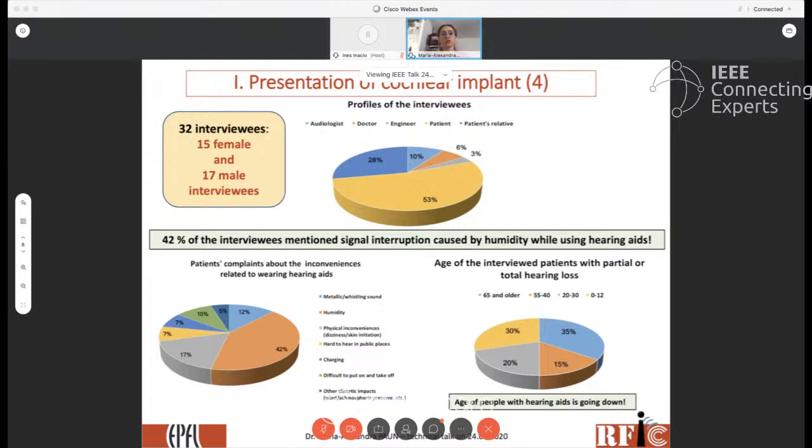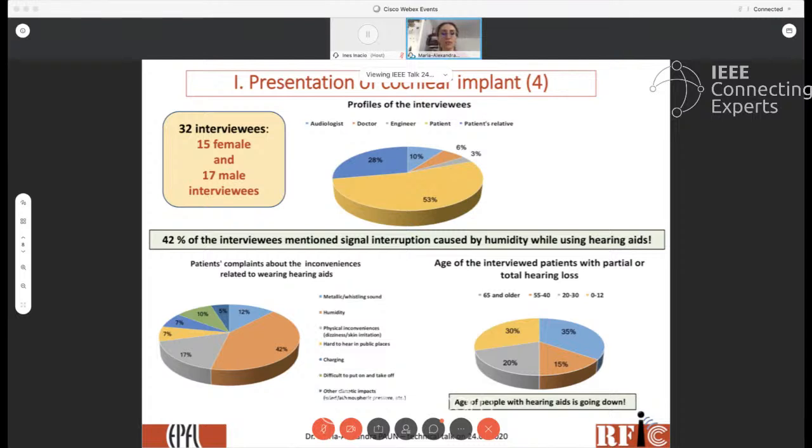So I had the chance to interview more than 30 people, approximately half female and half male interviewees. By asking them the right questions, I was able to see what their inconveniences are related to wearing hearing aids or obviously cochlear implants. Some of them were wearing hearing aids, some of them were wearing cochlear implants.